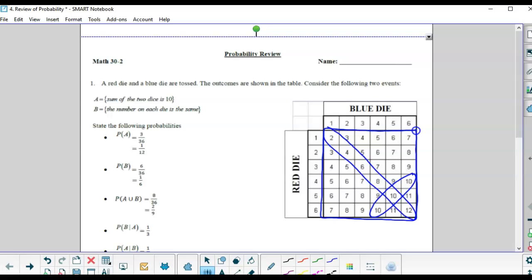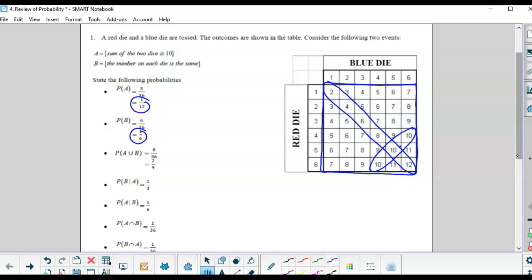Okay, so probability of the sum of the two dice is 10. That's 3 out of 36, which reduces to 1/12. The number on the dice is the same: that's 6 out of 36, which reduces to 1/6. And the union, so where do you get all of those events combined? You don't want to overlap anything. So there's 1, 2, 3, 4, 5, 6, 7, 8. We don't want to count the 10, that middle 10, twice. So there's 8 out of 36, which reduces to 2/9.